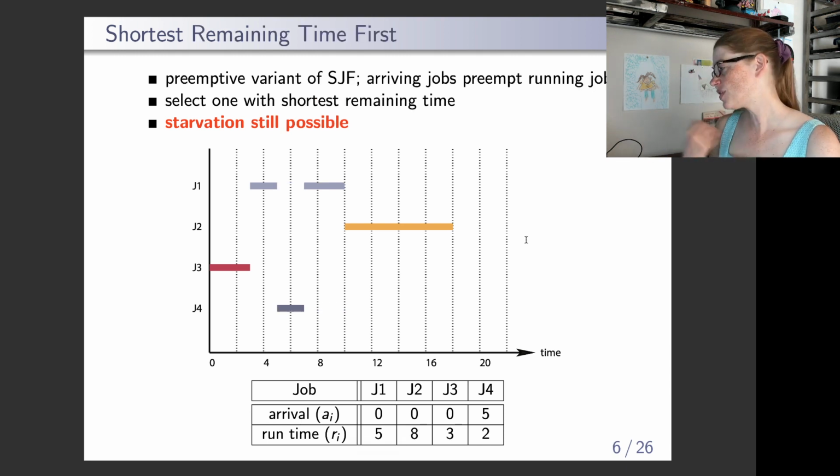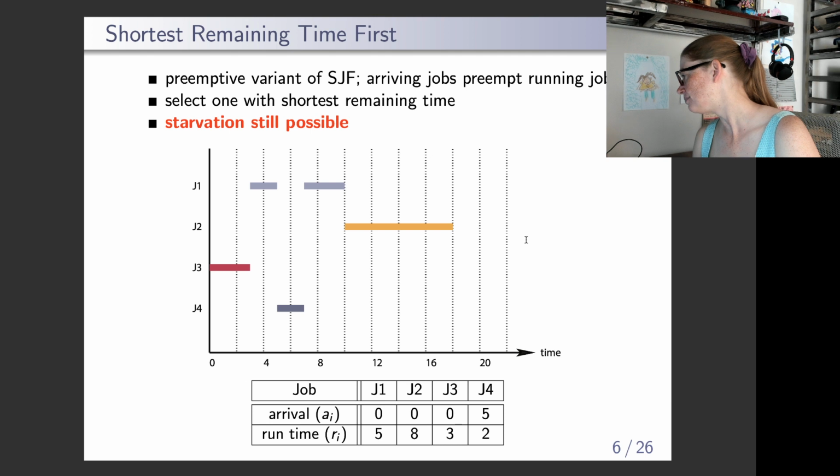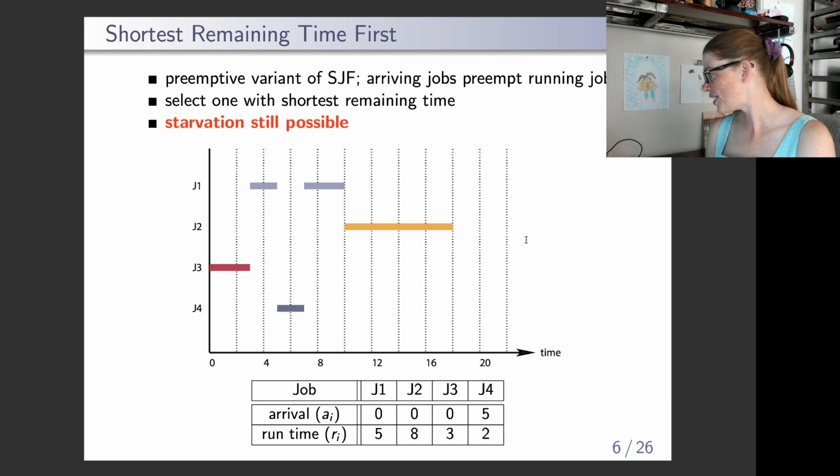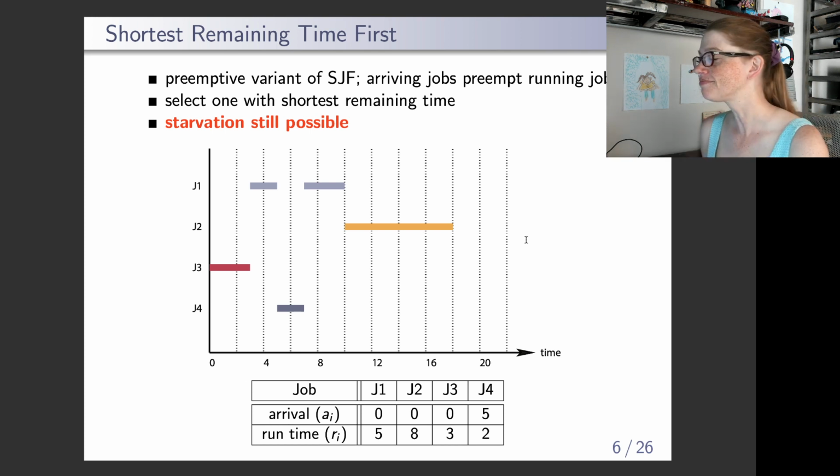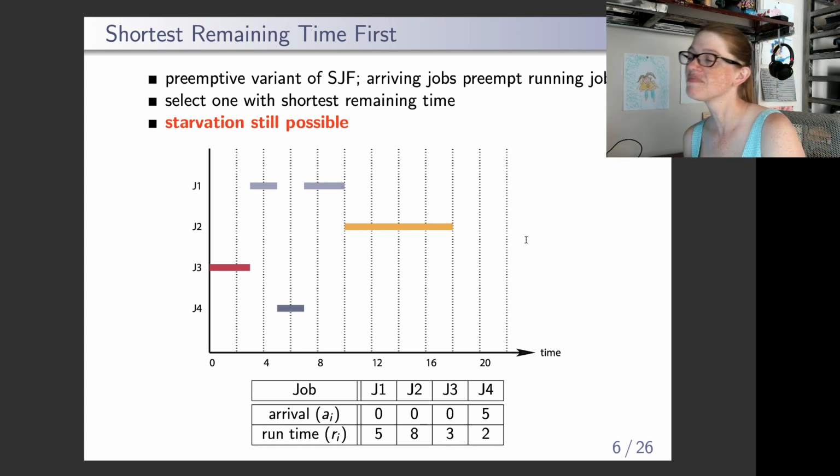Now, the next question is, can we add preemption to make this better? There's a question on Twitch here. How does the scheduler know how long each job will run for? I'm not going to address that question right now, but I will address it in a couple minutes. So please be patient. But we will address that.